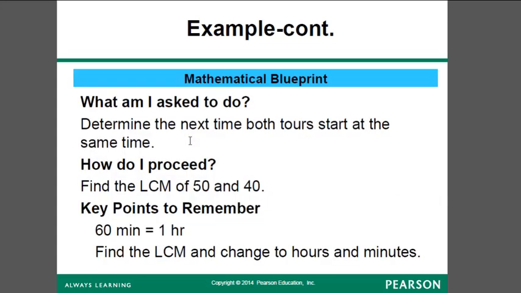We're asked to determine when the next time the tours will begin at the same time. So what we're wanting to do is find the LCM of 40 and 50. One thing to remember is that 60 minutes equal 1 hour. After we find the LCM, we want to change the number of minutes into hours and minutes because it wants to know what time, not just how long after 8 o'clock. It wants to know exactly what time, such as 9 o'clock, 10 o'clock, things like that.